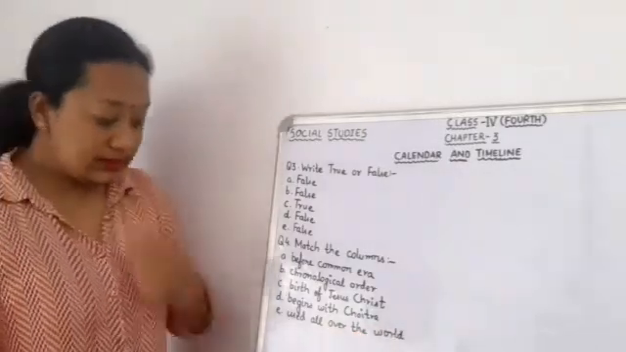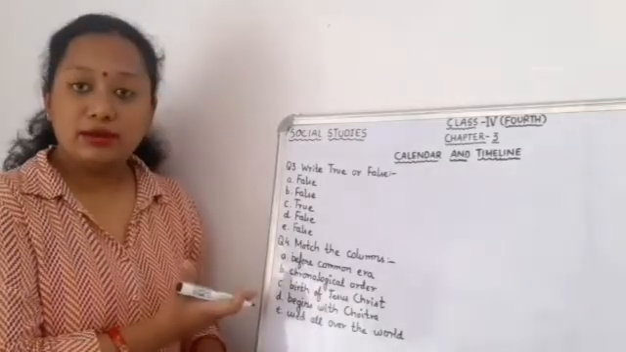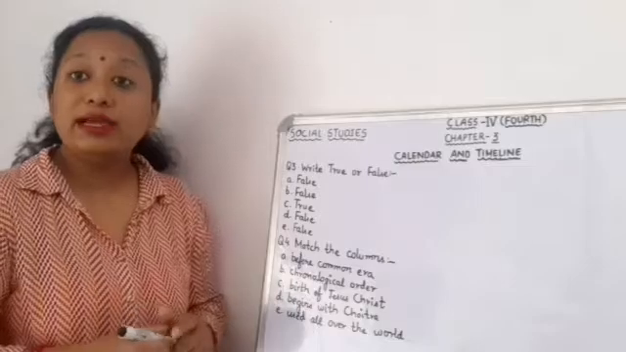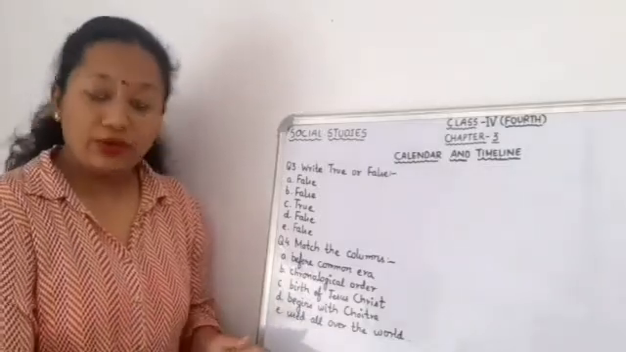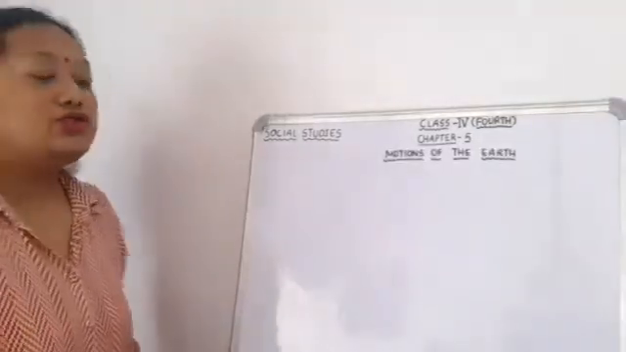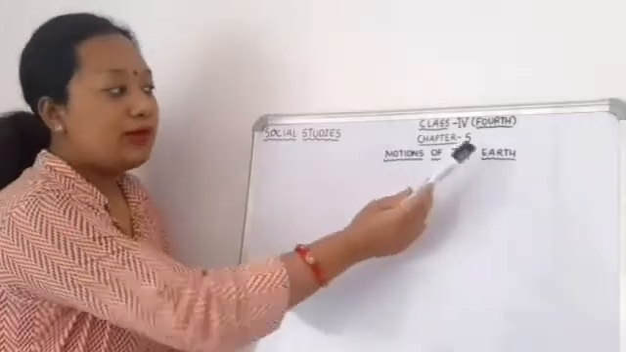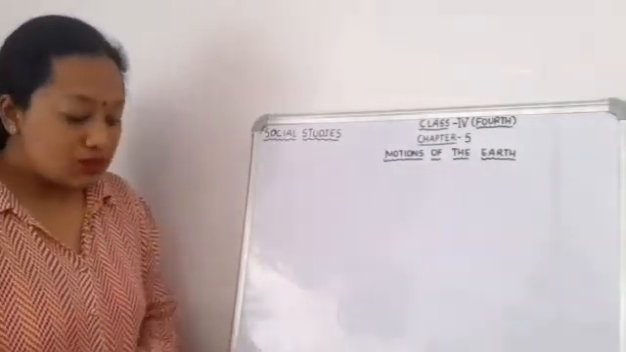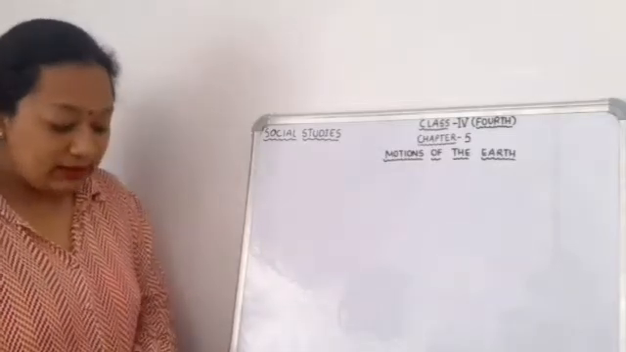Okay, so these exercises we have done, I've written on the whiteboard. You can write them, and if you have done anything wrong, you can correct it. So class, today we are going to start chapter number 5, that is Motions of the Earth. So let's start.